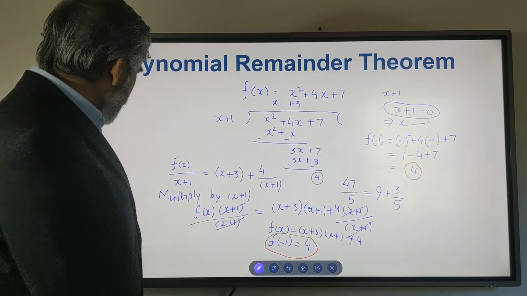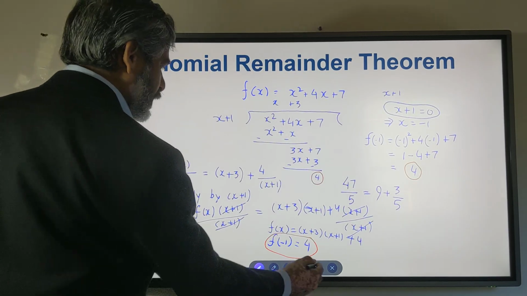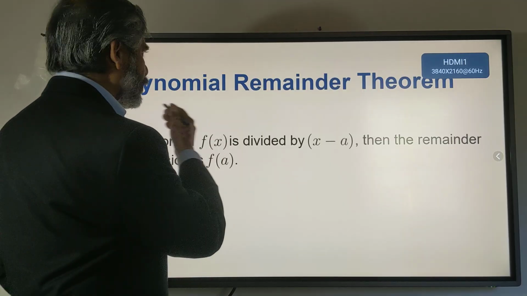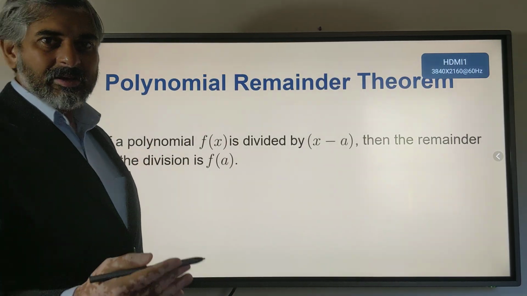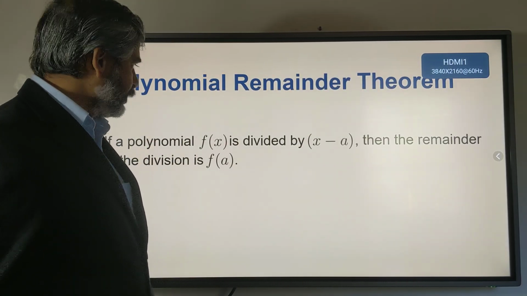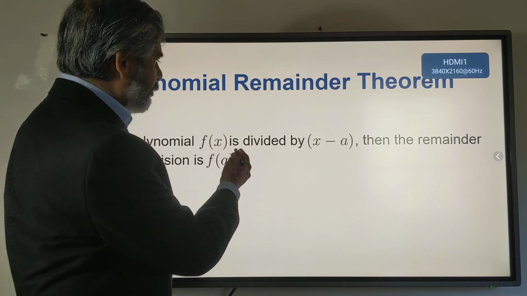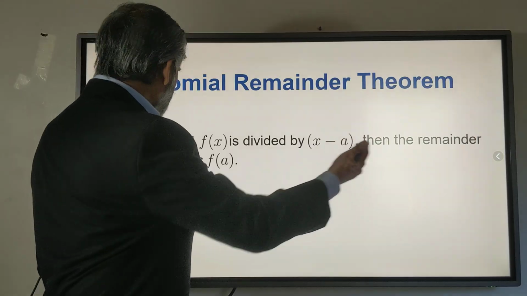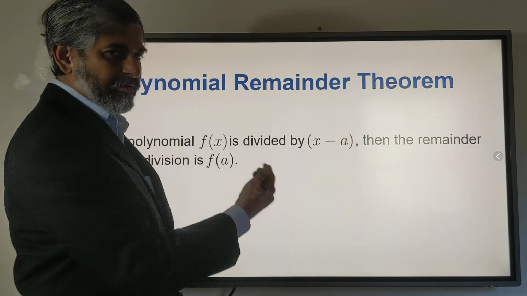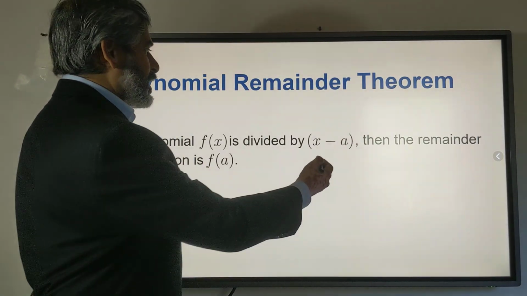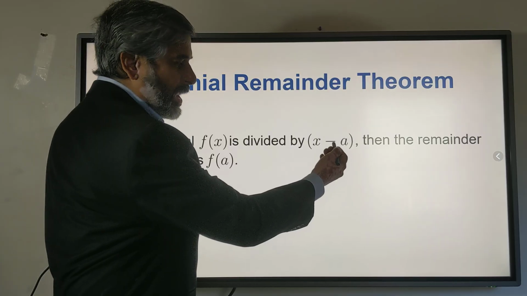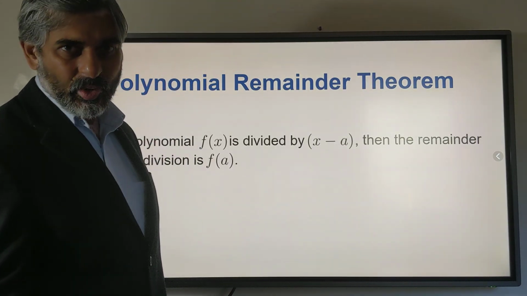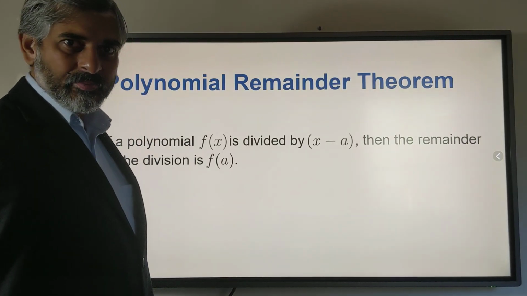So let me express this result in a formal way. This is what the polynomial remainder theorem looks like formally. If a polynomial f(x) is divided by x minus a, then the remainder of the division is f(a). We started our example with a value of a as minus 1, but that's the same thing.